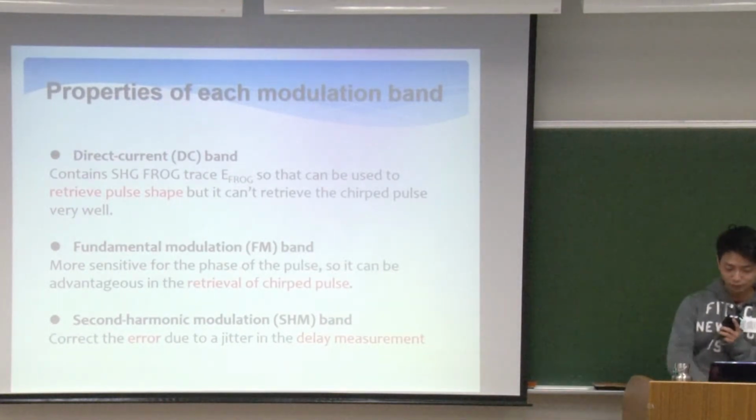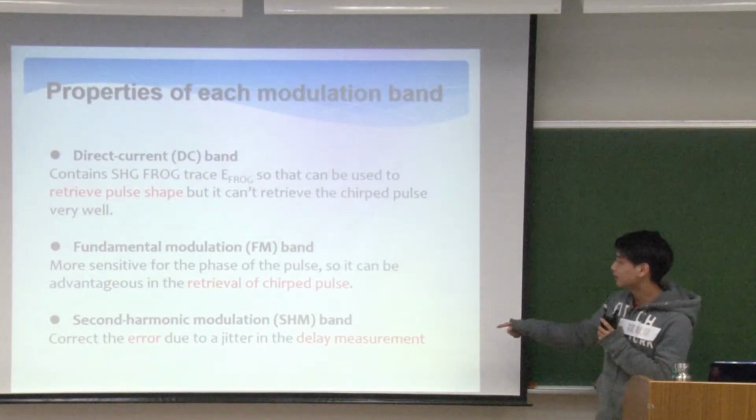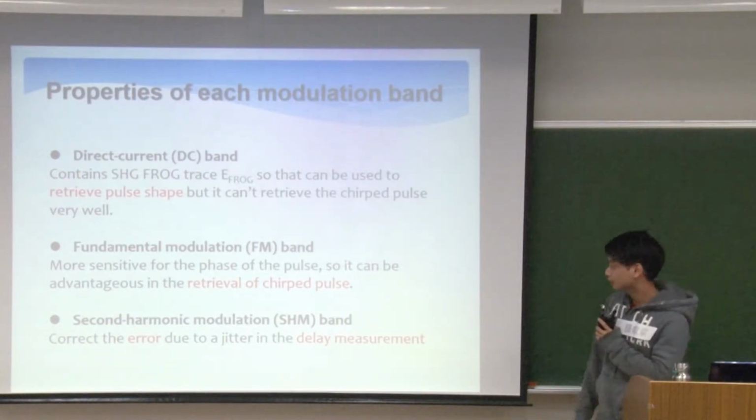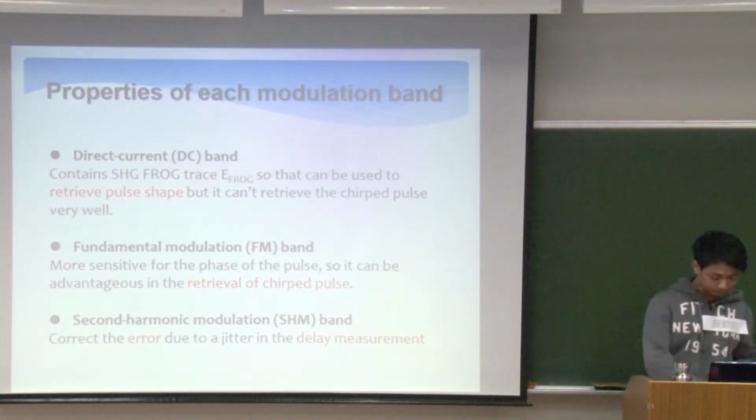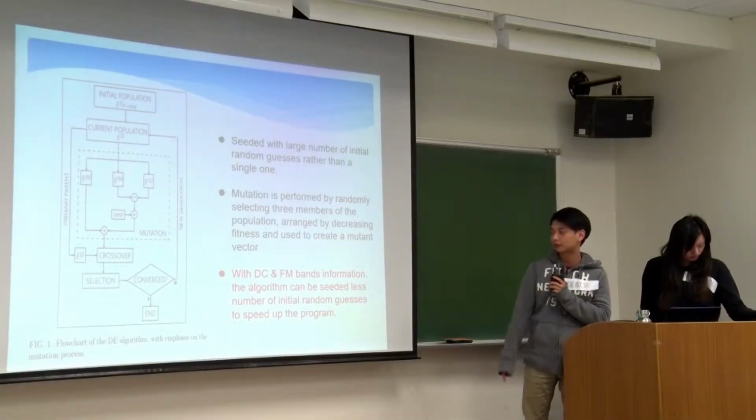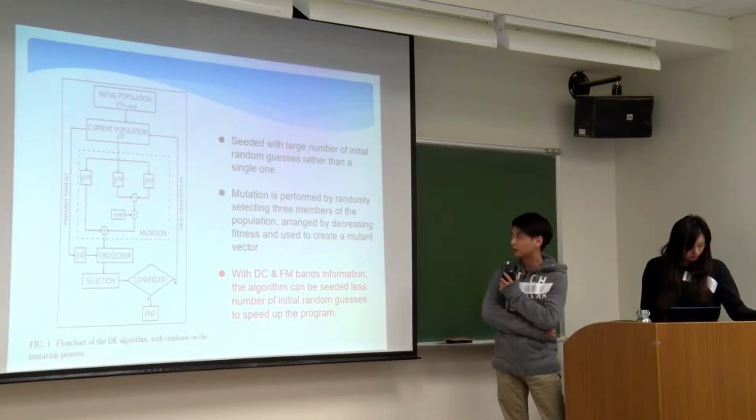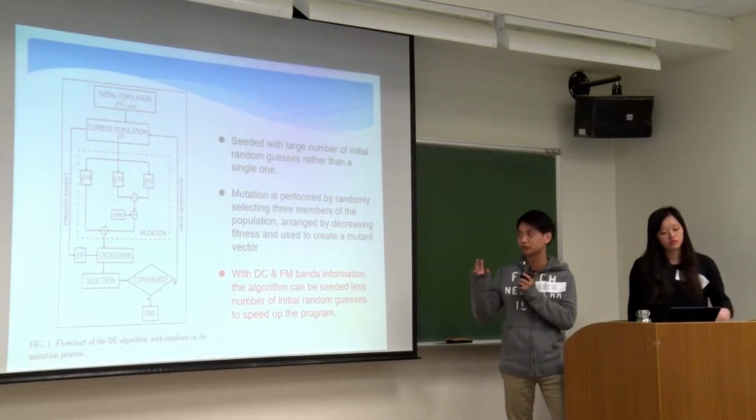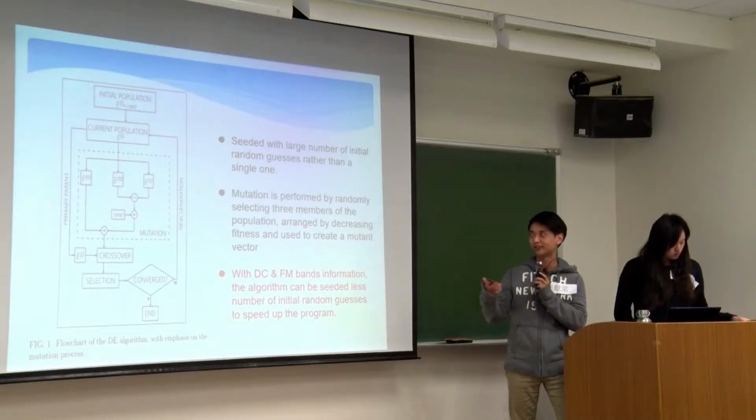And the third one, B2, is the SHM band. This one is independent from the above two. It corrects the error due to jitter in the delay measurement. This figure is the flowchart of the DE algorithm. What is differential evolution? It's a kind of genetic method. What is a genetic method? I will say later.